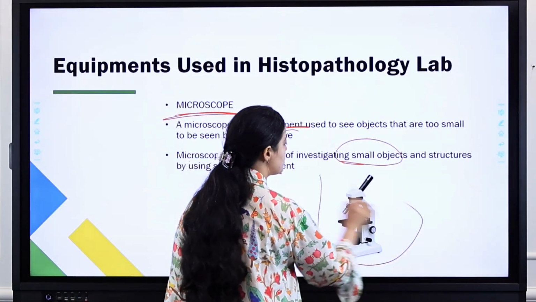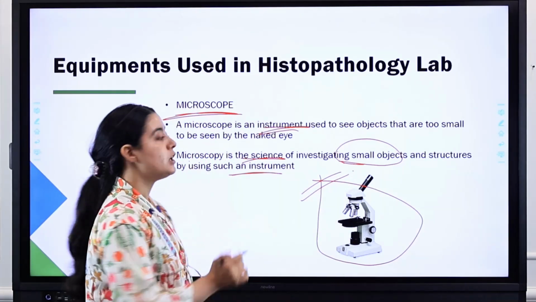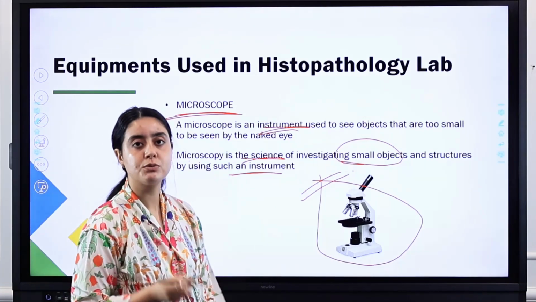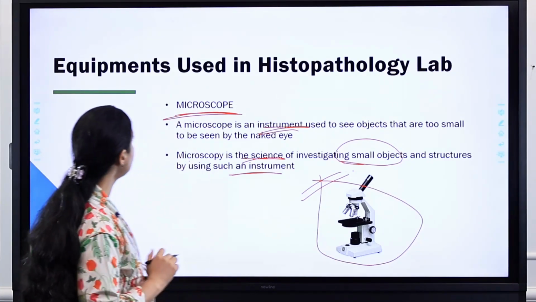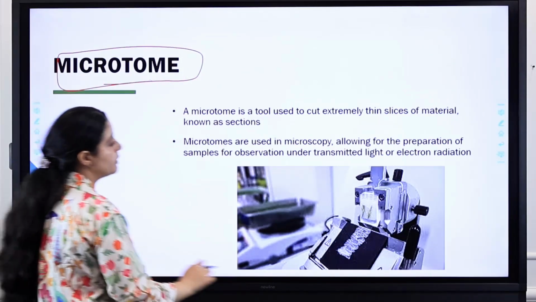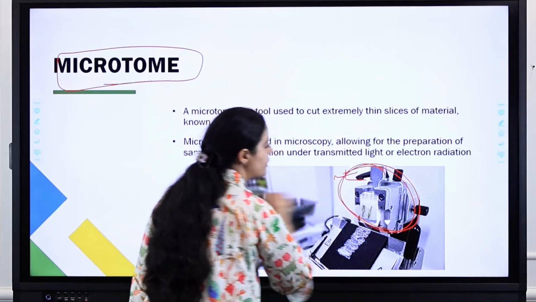This is the microscope you have all seen in your labs or on your postings. This is the very basic instrument. Obviously we need a microscope so that we can study all the structural deformities. Next is the microtome. This is the microtomy machine, known as the microtome.